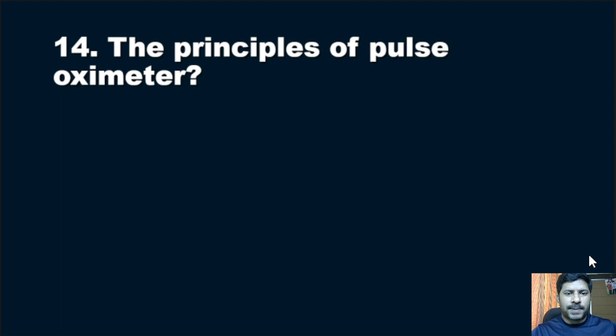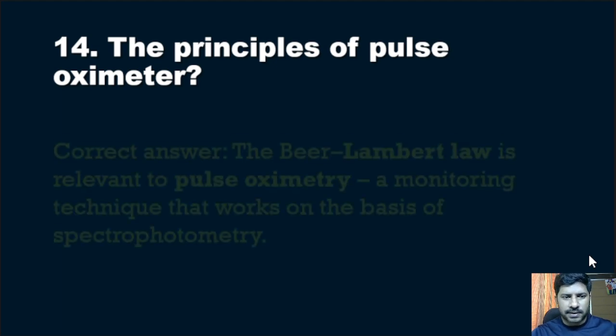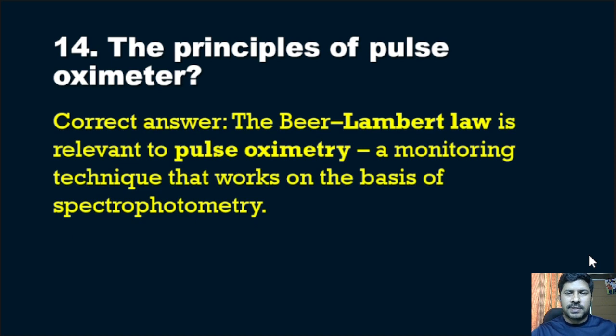14th question. The principle used in pulse oximeter. Correct answer, the Beer-Lambert law, which is relevant to pulse oximetry, a monitoring technique that works on the basis of spectrophotometry. I think you got an option that says Lambert law. So the correct answer is Lambert law. The pulse oximeter works on Lambert law.